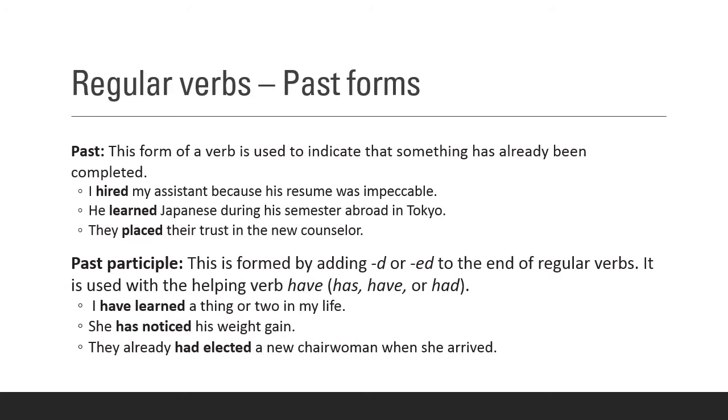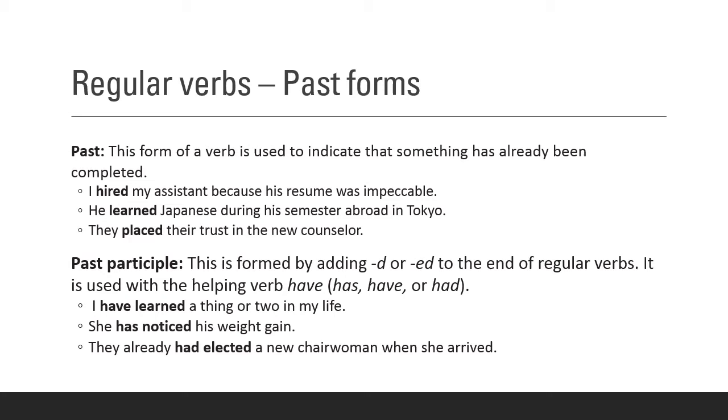The past participle is another fundamental form of the verbs, and this is formed by adding d or ed to the end of the regular verbs. Now it is used with the helping verb have, has, or had. I have learned a thing or two in my life. She has noticed his weight gain. They already had elected a new chairwoman when she arrived. Now in these three cases we have the forms of the verb have attached to the past participle: have learned, has noticed, and had elected.